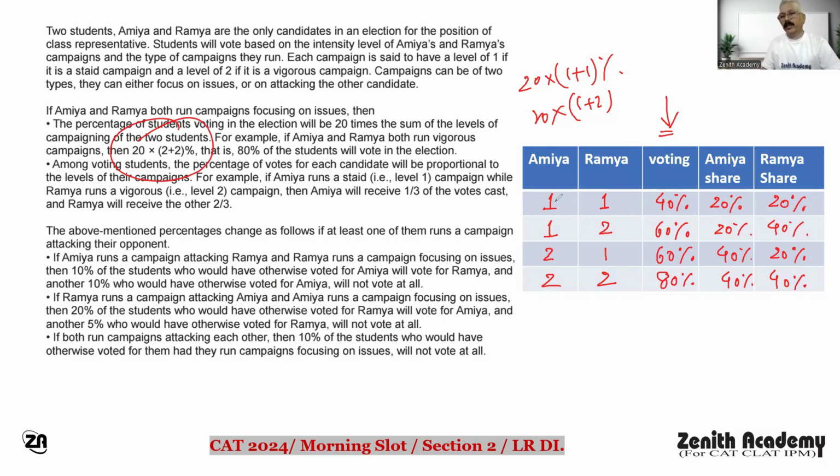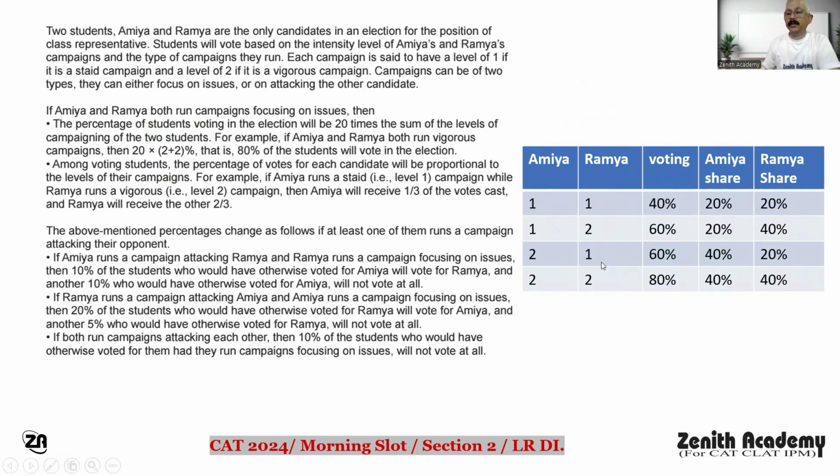So in this scenario, with level 1, the total voting is 40%, and out of the total voting, the share is 20% goes to Amya and 20% to Ramya. In this scenario, the total voting is 60% and 20% goes to Amya and 40% to Ramya. So this is the voting percentage and share of Amya and Ramya. So look here, a final table like this.